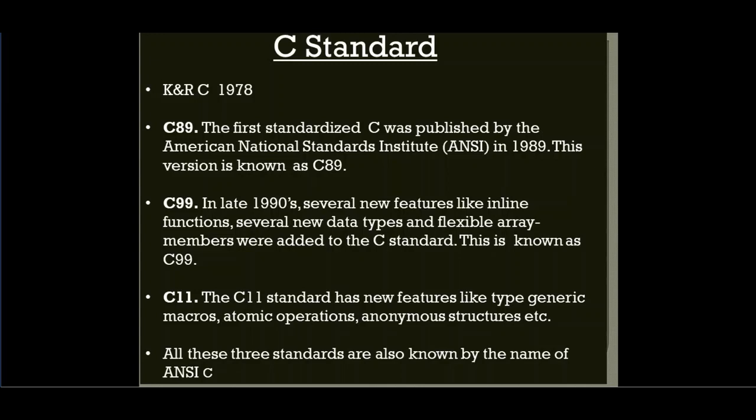C11. This is the latest edition of the C standard, which was launched in 2011. So it's known as C11. The C11 standard has new features like type generic macros, atomic operations, anonymous structures, etc. All of these, C89, C99 and C11, are also known by the name ANSI C. Okay, so remember that ANSI C has these three standards, C89, C99 and C11.